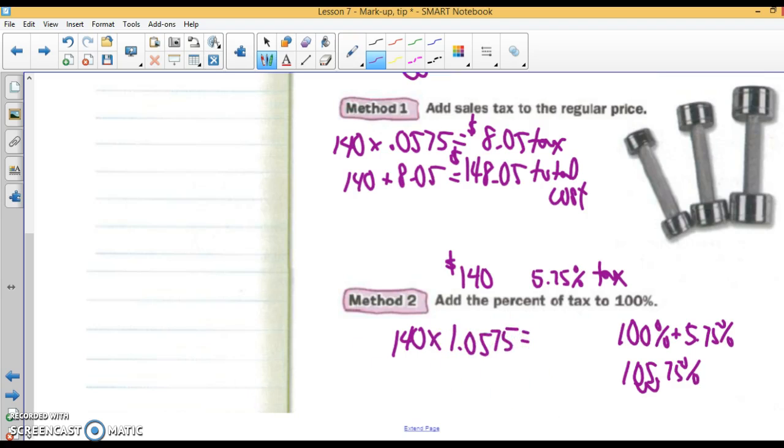Punch that into your calculator, I promise you, you are going to get 148.05. That's your total cost, all in one step. We didn't find the tax, we just went right to the total. Now, the key is, if somebody is asking you what the tax is, you need to do it by method 1. If somebody is asking you for the total, you could choose to do method 2. So it depends on what they're asking.